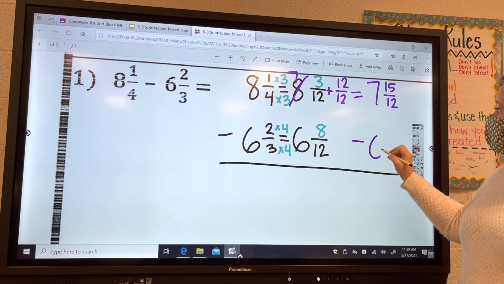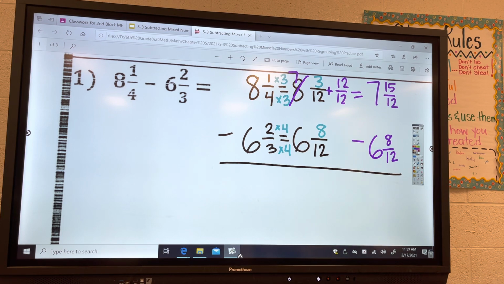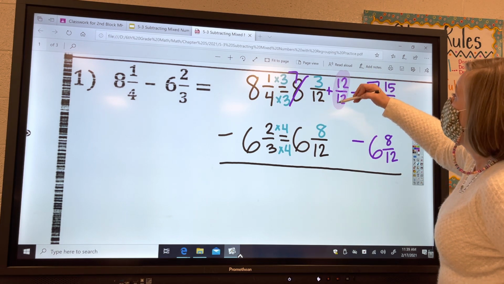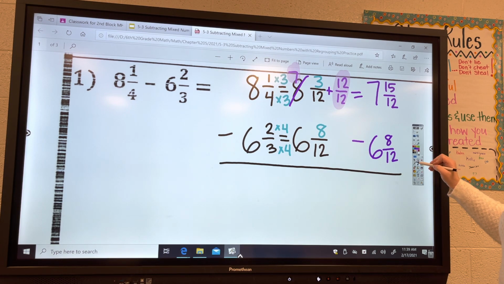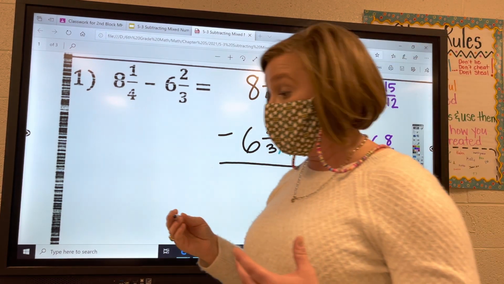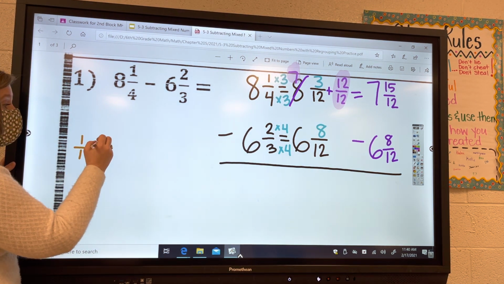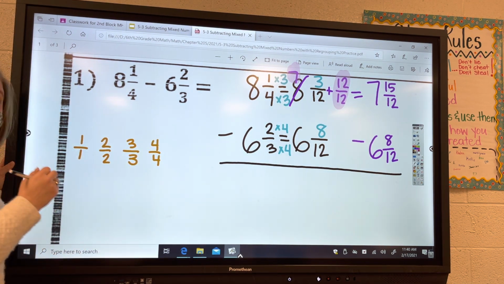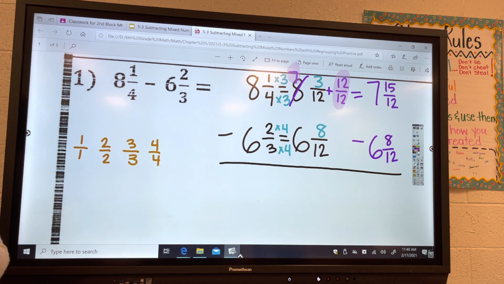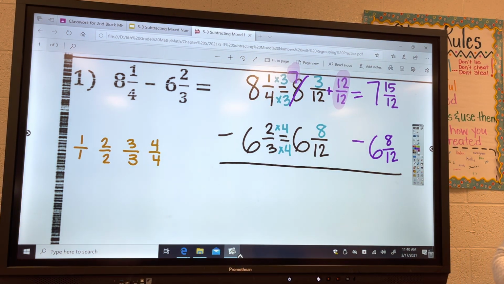Tell me, ask the question, Josh. Where do you get those 12s? Come from the bottom. All right. Remember, we borrowed 1 whole from the 8, okay? And we can write 1 whole in any way we want to, as long as the top number and the bottom number are the same. It doesn't matter how we write it, as long as the top number and the bottom number are the same.